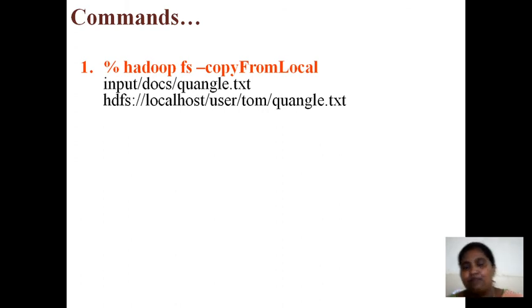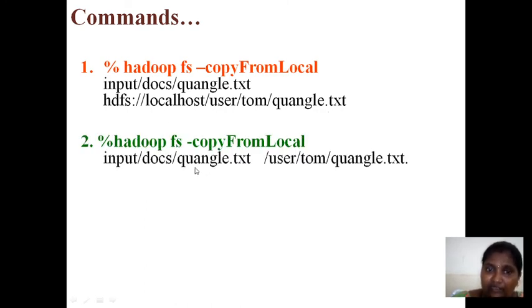The commands. If you want to copy data from the local system, we can specify the path in different ways. For example, my input is input docs congle.txt. I want to copy this to HDFS, from local to HDFS. Then we have to specify the HDFS, localhost, user, Tom, Cong. Like this we have to give, or else we can give it like this also.